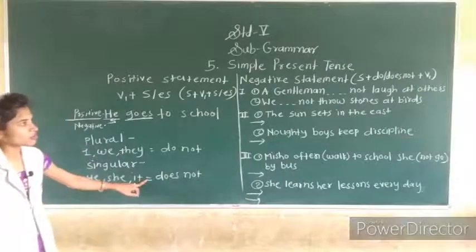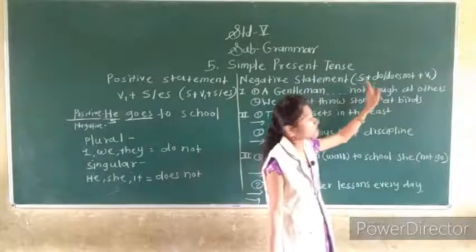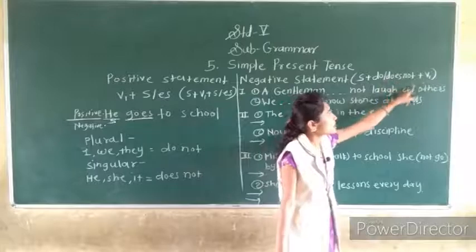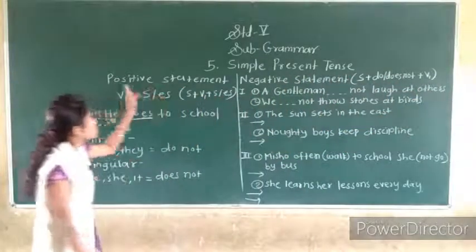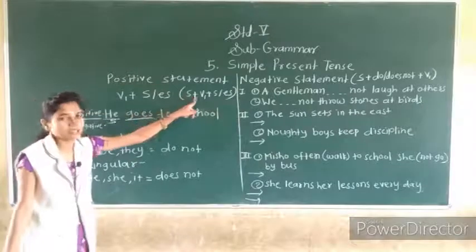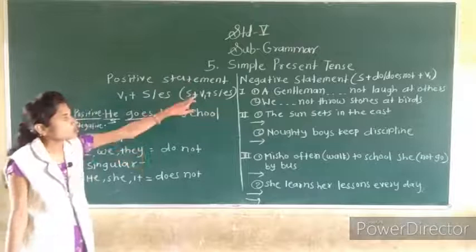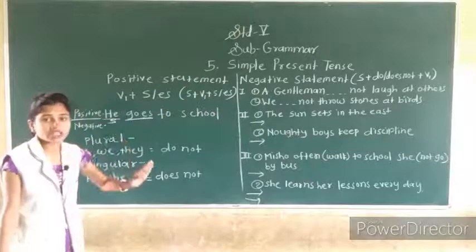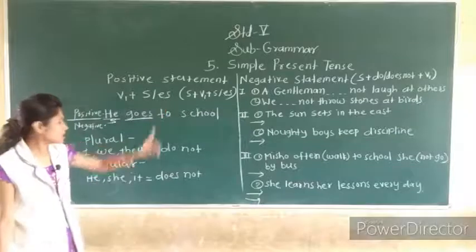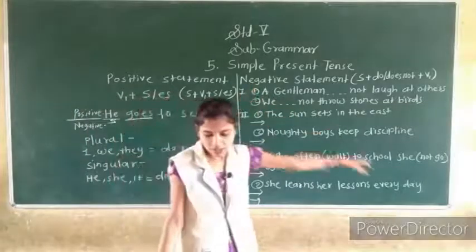That is the formula. Subject plus do or does not plus verb 1, that is the formula of the negative statement. The positive statement formula is subject plus verb 1 plus s or es. If it is singular, we use s or es. If it is plural, we don't use s or es. So we start the exercise on the negative statement.